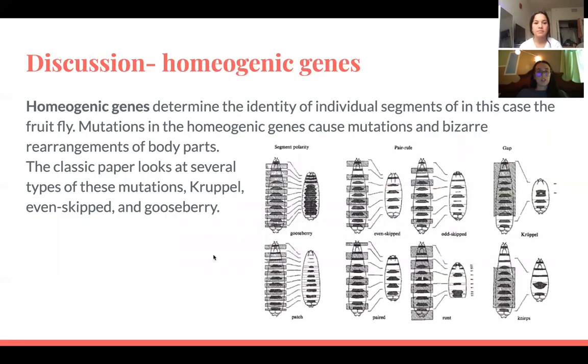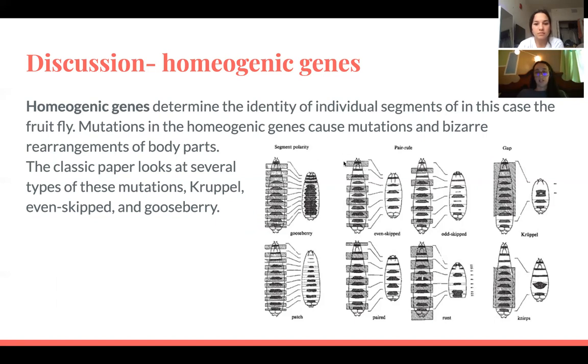So moving on to the discussion, homeotic genes determine the identity of individual segments of, in this case, the fruit fly. Mutations in these genes cause bizarre rearrangements of body parts. The classic paper looked at several different types of these mutations, which are listed here on the side in this photo. Each one is different, as you can see.